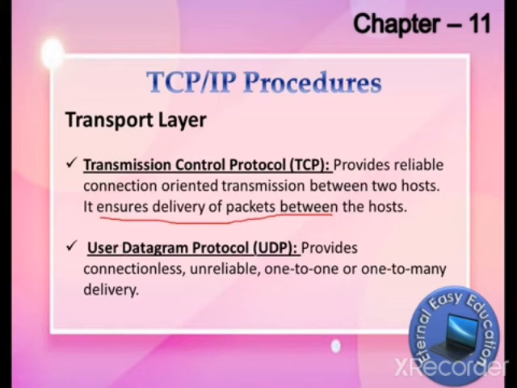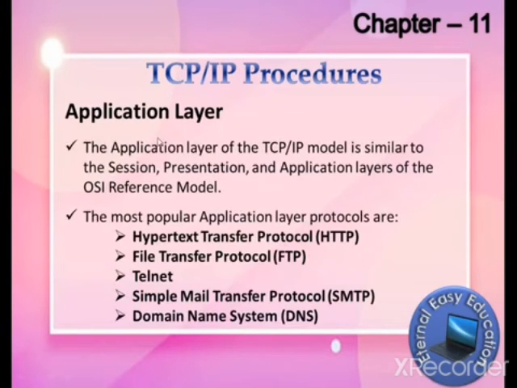Next, user datagram protocol provides a connectionless, unreliable one-to-one or one-to-many transmission. So if this protocol is taking the data, it is not guaranteed. It just passes the message, but the TCP will take care of it and give the assurance. Then application layer. The application layer of the TCP IP model is similar to the session, presentation and application layers of OSI. I already told there is another model, OSI. It has 7 layers. Among the 7 layers, session, presentation and application are all equal to the application layer of TCP IP.